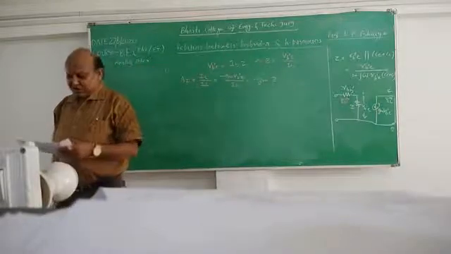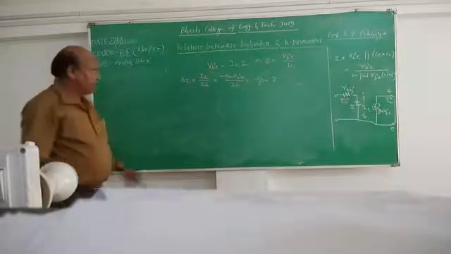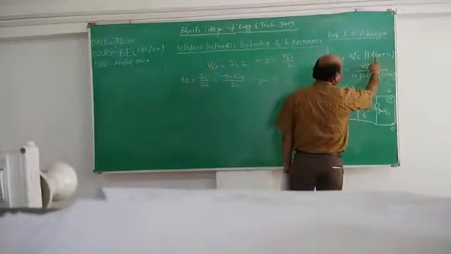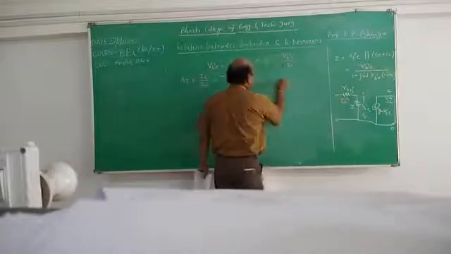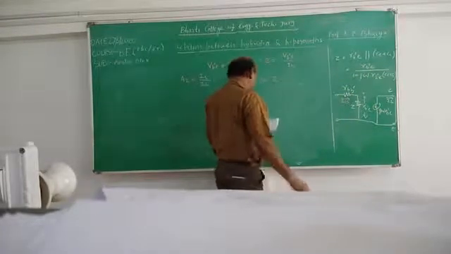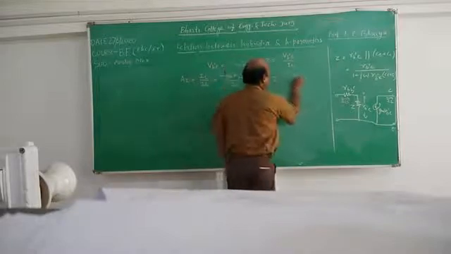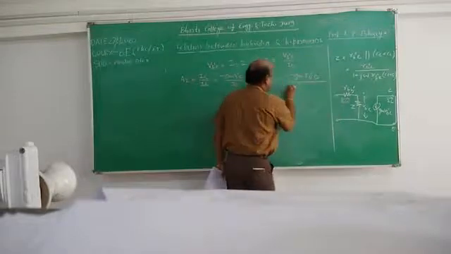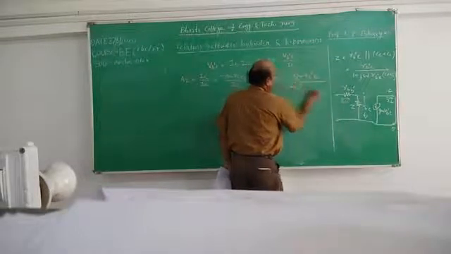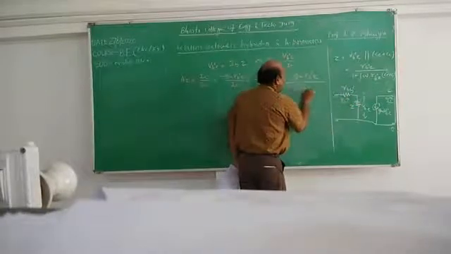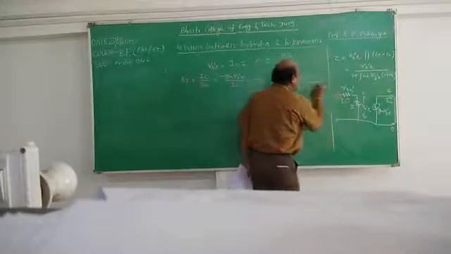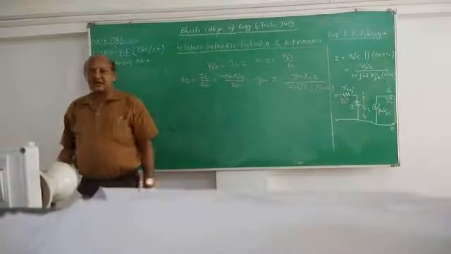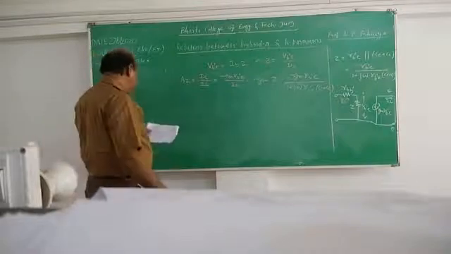Minus gm into Z is the current source. And what is the value of Z you can put here? This is the parallel combination of rb'e parallel to Ce plus Cc. So here I can put this value: minus gm into rb'e upon 1 plus j omega rb'e into (Ce plus Cc). So this is the short circuit current gain of a common emitter for the hybrid pi model.